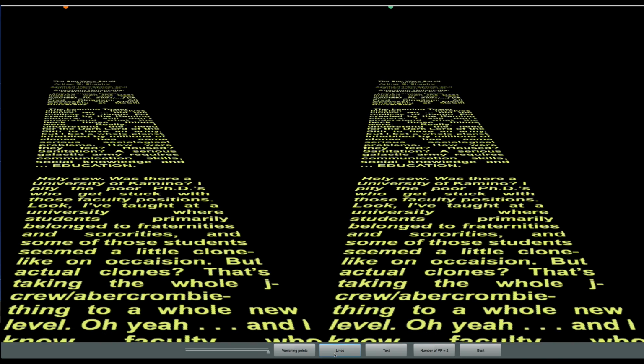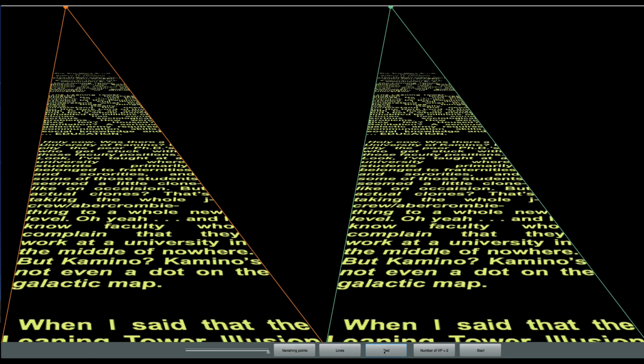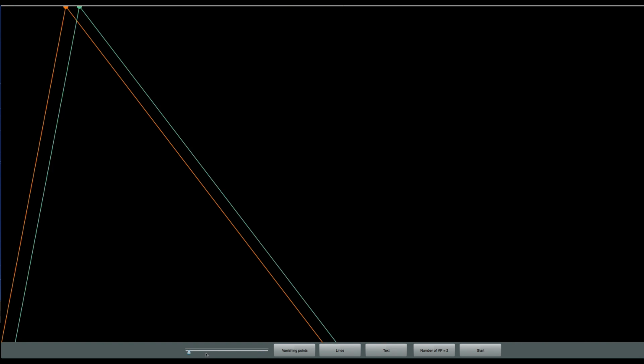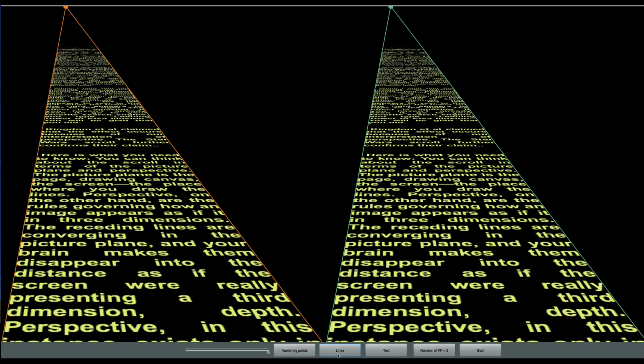Now, here are lines extending from the vanishing points, defining the boundary of the text. If we remove the text, then we can see the lines by themselves, and it's easy to demonstrate that the lines are identical to each other and parallel.